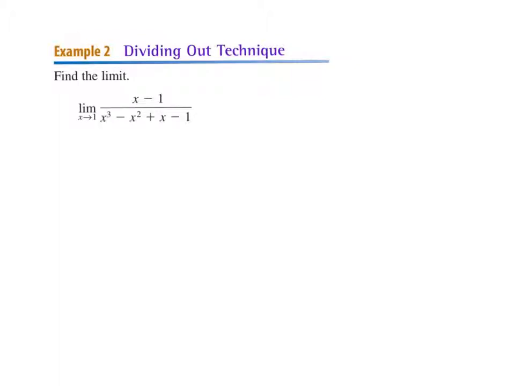Okay, let's take a look at a second example. It says find the limit. Again, the first thing you want to try is using direct substitution where we plug in the numbers. 1 cubed is 1, 1 squared is 1, and you end up with 0 over 0. It's the indeterminate form. That means we actually don't know what the limit is and we have to do more to it. So go ahead and try this problem. Find the limit using the dividing out technique.